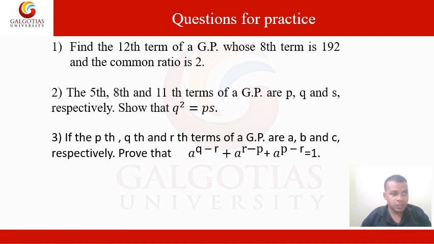My third question is: if the Pth, Qth and Rth terms of a GP are a, b and c respectively, then prove that a to the power (q minus r) plus a to the power (r minus p) plus a to the power (p minus q) equals 1.